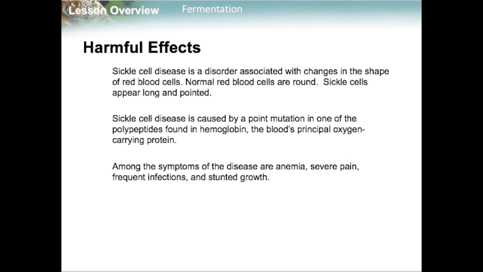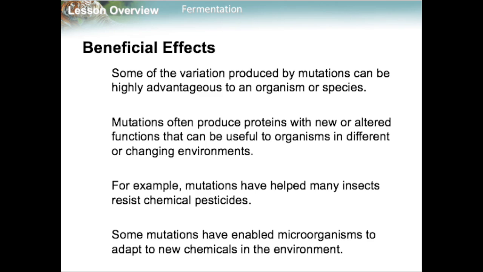Remember that blood cells carry the principal oxygen-carrying protein. Among the symptoms for this disease are anemia, severe pain, frequent infections, and stunted growth. There are multiple things that can happen with it. Some beneficial effects from mutations often produce proteins with new or altered functions. Some mutations have helped many insects resist chemical pesticides. Some have enabled microorganisms to adapt to new chemicals in the environment. And that's basically it. So it's not all bad or all good, it could be bad or it could be good, actually. So hope this helped.